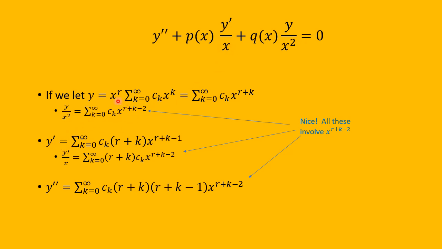Y prime, if we just differentiate y up here, is the sum, k goes from 0 to infinity, c sub k times r plus k times x to the r plus k minus 1. What we did was we differentiated this series term by term. The derivative of x to the r plus k is r plus k times x to the r plus k minus 1. Now, if we take y prime, which is this stuff, and divide it by x, that's going to give us something that looks very much like this, except this exponent of x will be x to the r plus k minus 2.